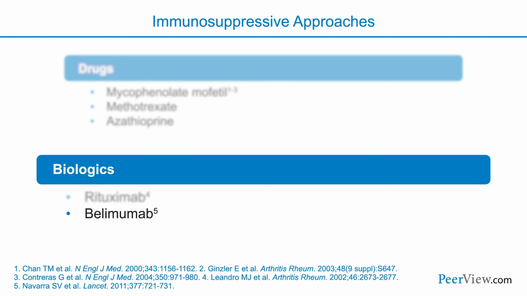Belimumab is FDA approved for lupus, and we do use it particularly in the subset that have low complement and high anti-DNA, because that's the subset in which it works the best. We also know that it works the best in those that have very high disease activity and have been on prednisone because prednisone works.